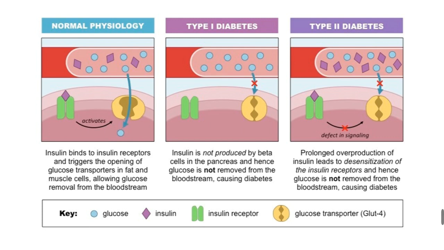While in type 1 diabetes, insulin is not produced. So when there is a high concentration of glucose in the circulation, insulin is not produced from the pancreas. So the insulin will not activate its receptors.